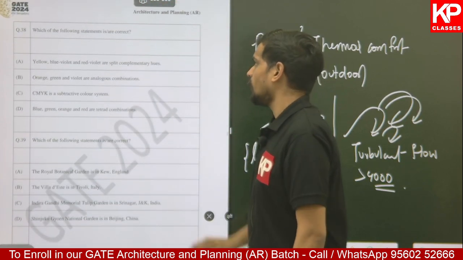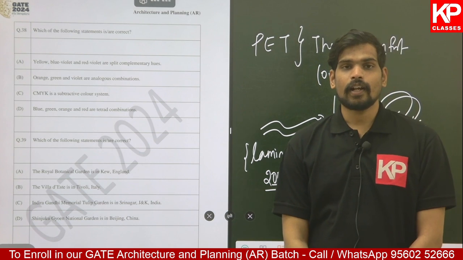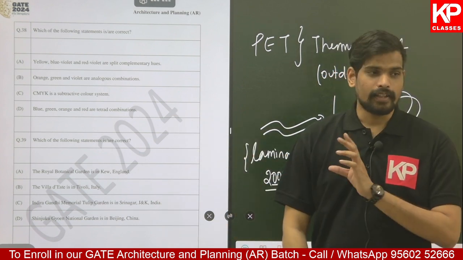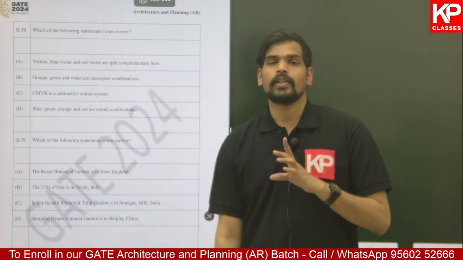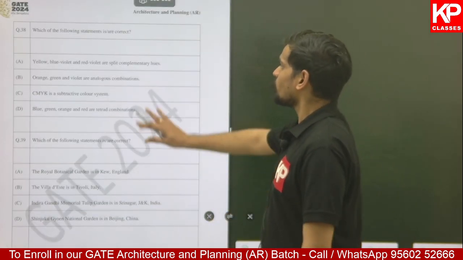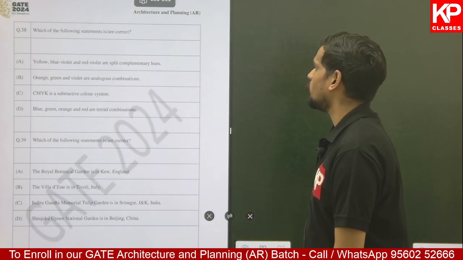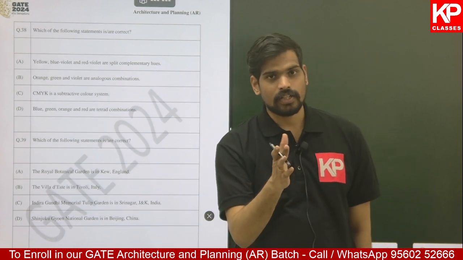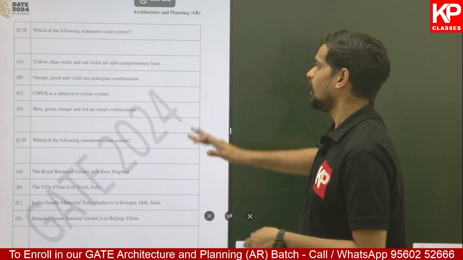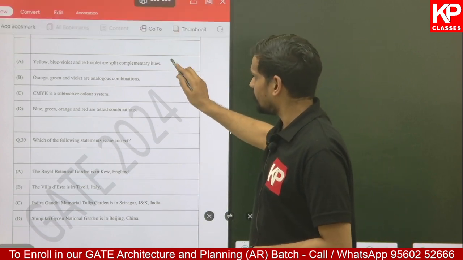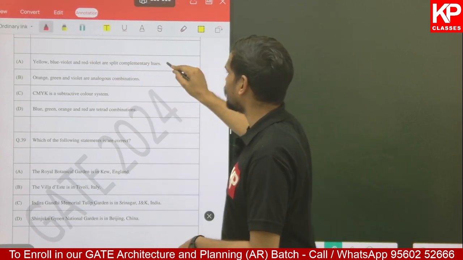The next one. Which of the following statements is or are correct? It relates to the concept of color theory, a very simple question, something which you all might have studied in your first year of architecture college. Which of the following statements is correct? Yellow, blue violet, red violet are split complementary. To answer such questions, I always tell my students, you can quickly draw the color wheel and then check which of the options are correct. So this is based on the color wheel, and we will look into this question and assess it in a while.